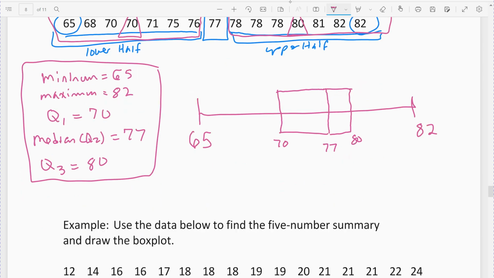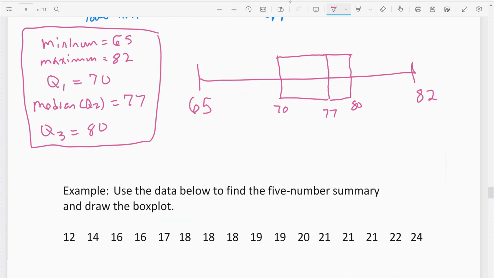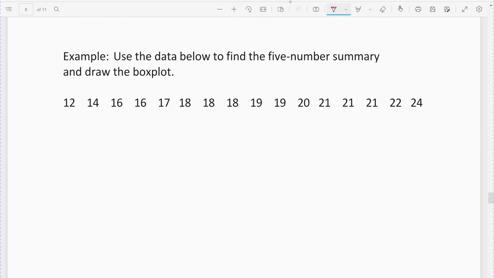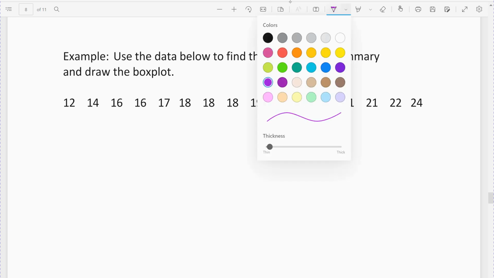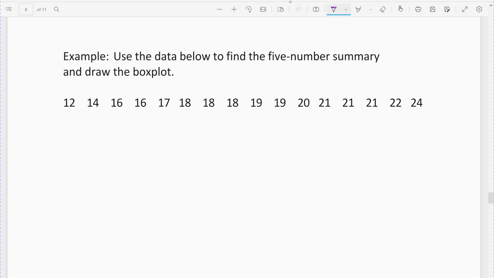Alright, so that was an example when we have an odd set. Now we'll have an example with an even set. Alright, so do the same thing. 5-number summary and draw the box plot. So again, I've already ordered it for you. It's already in order. Alright, low to high. It is an even set. 1, 2, 3, 4, 5, 6, 7, 8, 9, 10, 11, 12, 13, 14, 15, 16. Right, 16. I was making sure it was 16.